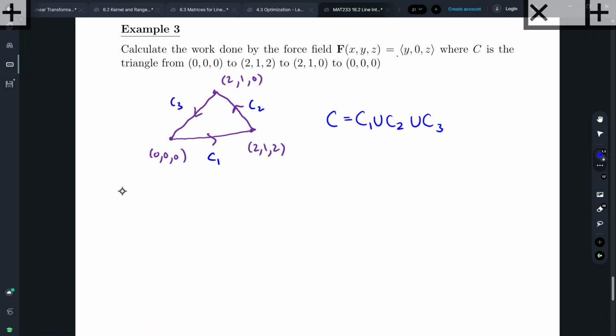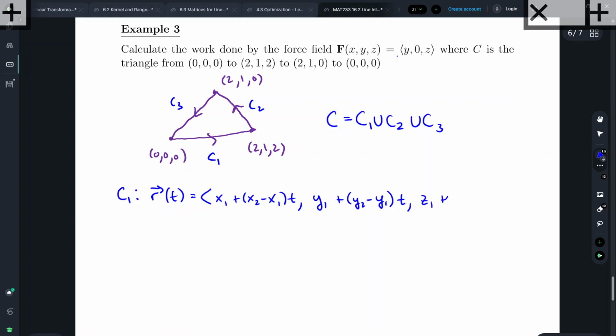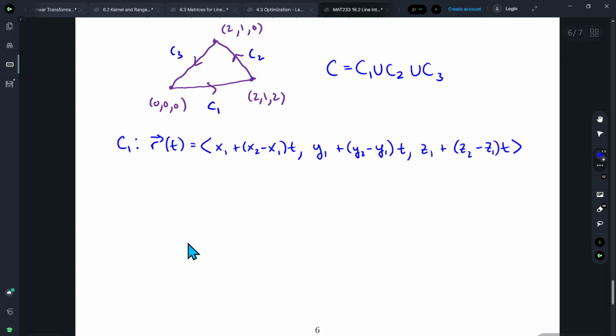So let's take a look at curve C1 first. We need to parameterize each individual line segment. If you remember, the formula for parameterizing a line segment is: the x component is x1 plus (x2 minus x1) times t, the y component is y1 plus (y2 minus y1) times t, and the z component is z1 plus (z2 minus z1) times t.